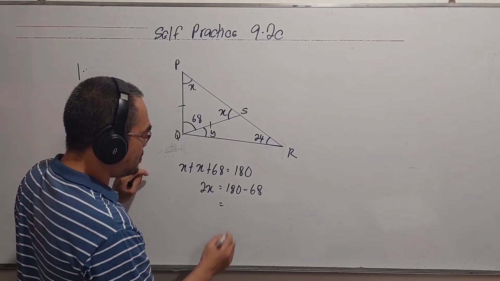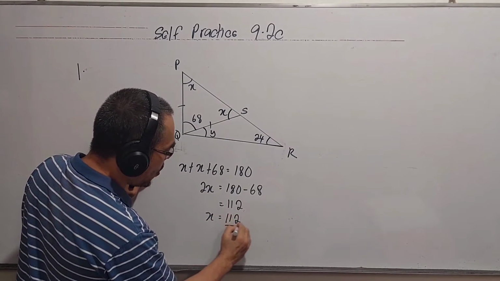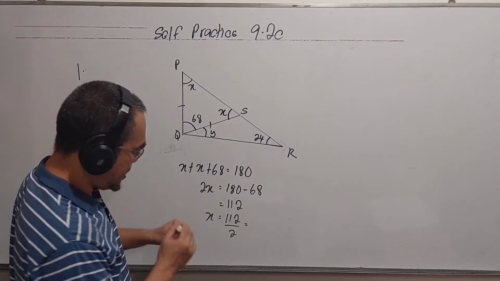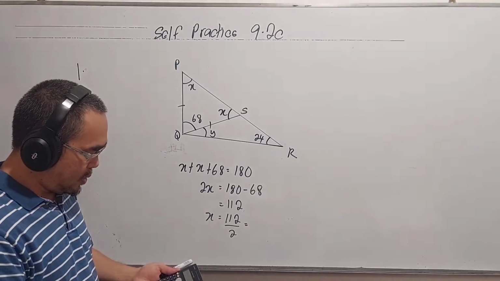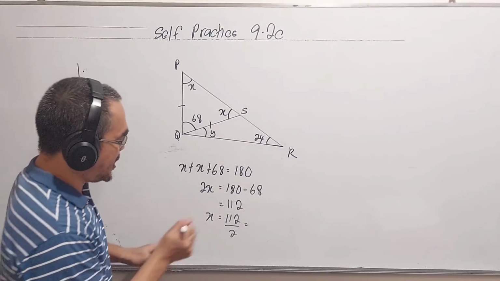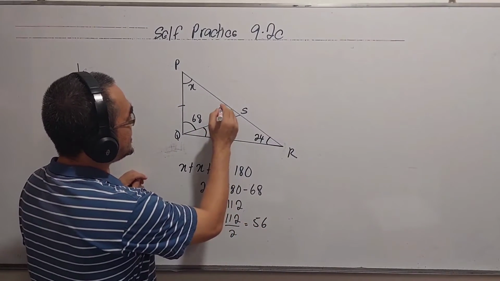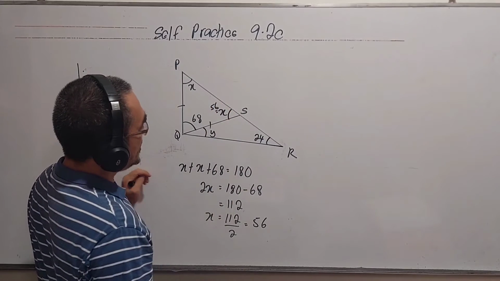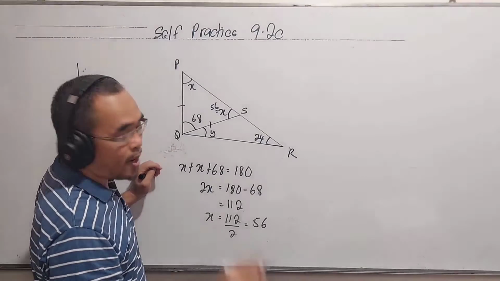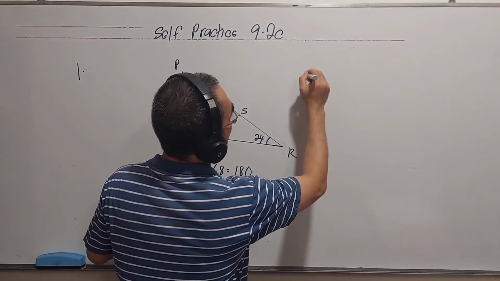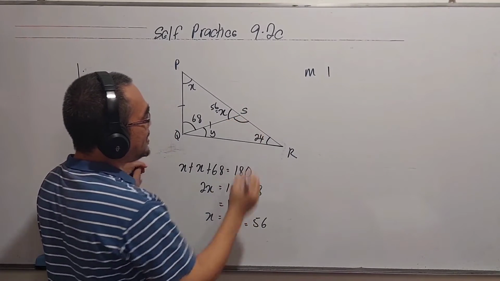180 minus 68 will be 112. So x will be 112 over 2, which is 56. That is the angle x. So after we get x is 56, in order to solve y, there are two ways. Method 1 to get y is to find the angle here.